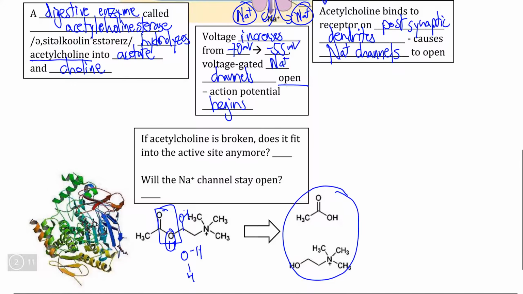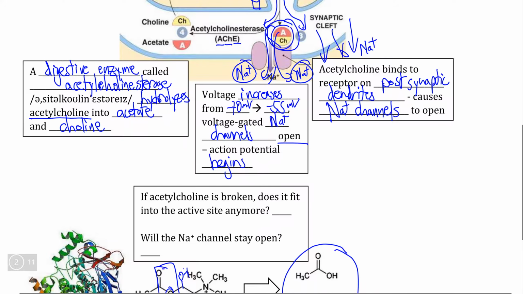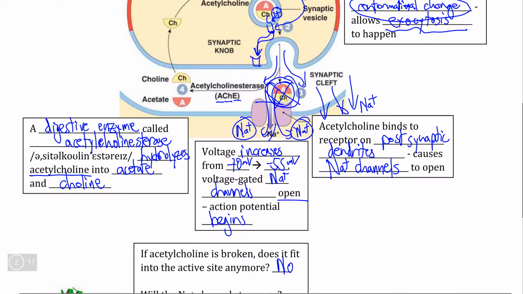Now, after acetylcholine is broken, obviously the two separate molecules will not be able to fit in the active site anymore, which means if the active site of acetylcholine's receptor is not bound, that means that the neurotransmitter-gated sodium channel is not going to stay open either, and as a result, it closes, and Na plus is no longer able to get into the postsynaptic dendrites, and our action potential process has just been stopped.